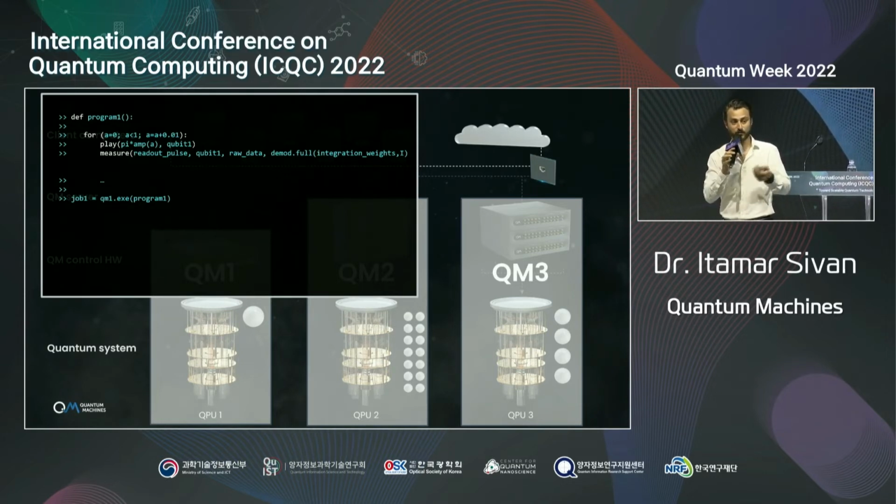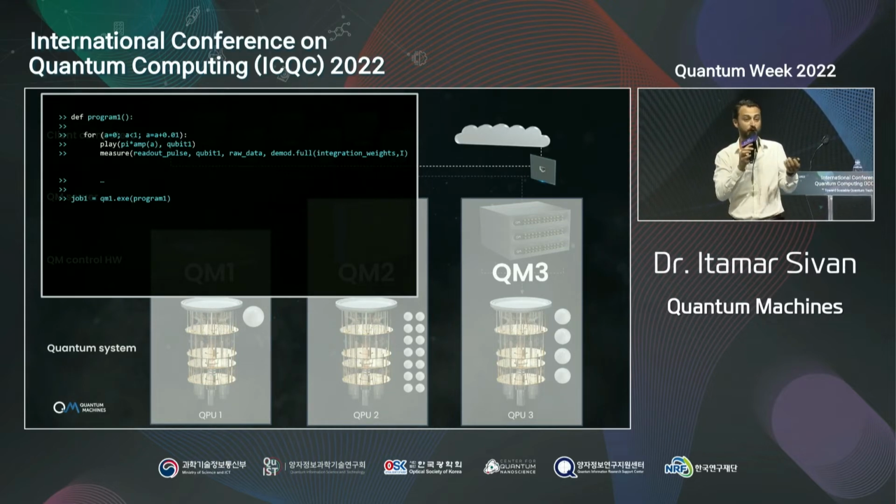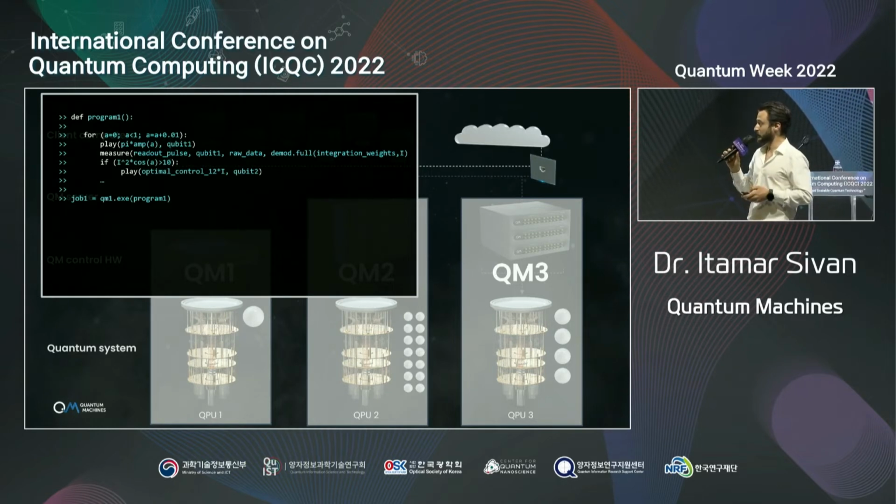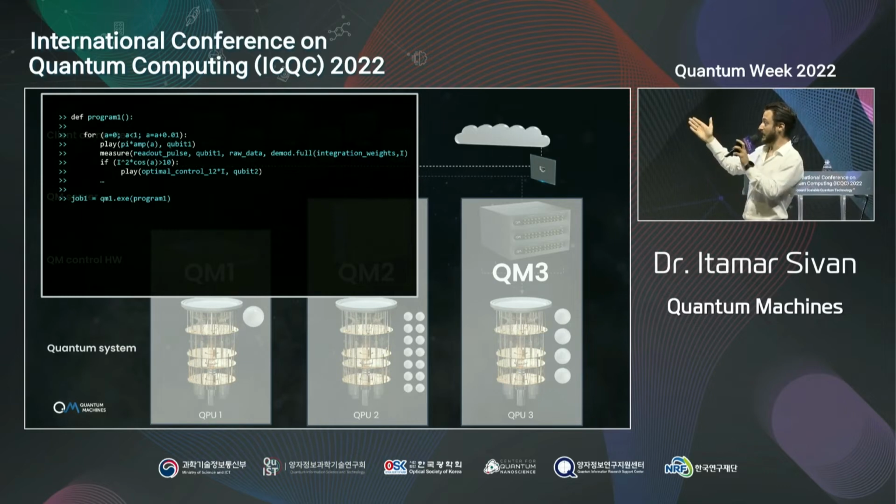And the idea that I'd like to convey here is that once you have this parameter in real time, you can actually go very wild. Okay, so I have here a nice example. So you see a sequence that goes as follows. I have a condition that depends on a parameter that I just measured. So if I squared times cosine A is greater than 10, then play some optimal control pulse number 12 times I to qubit 12.